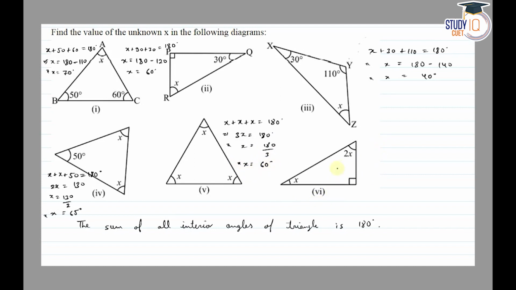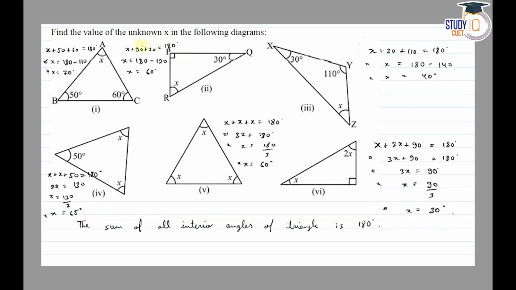In sixth, sum of all interior angles of triangle is 180 degree means x plus 2x plus 90 is equal to 180. So 3x plus 90 is equal to 180 degree. So 3x is equal to 180 minus 90 is equal to 90 degree and x is equal to 90 by 3. So x is equal to 30 degree.